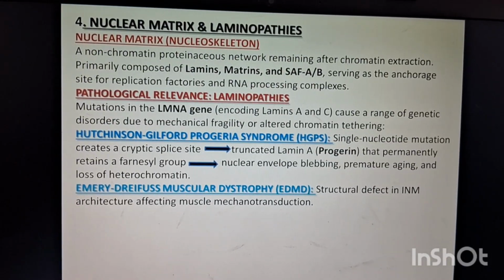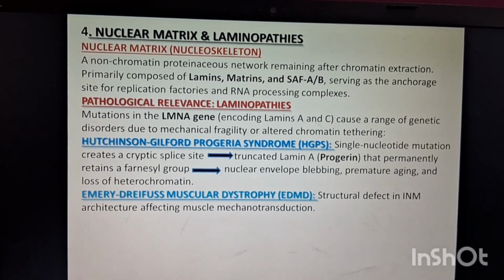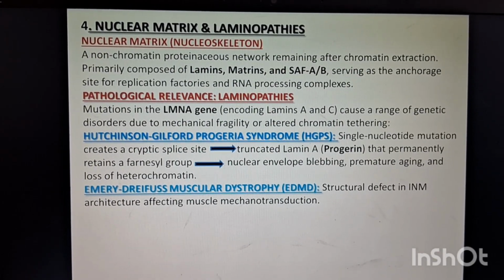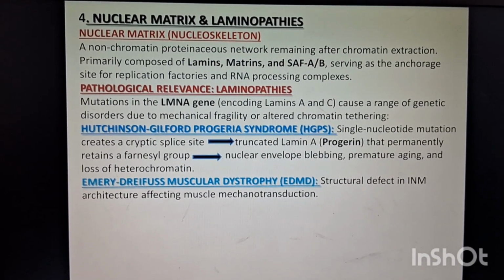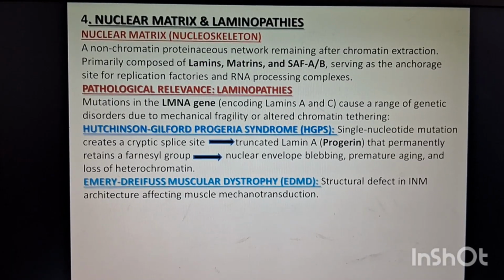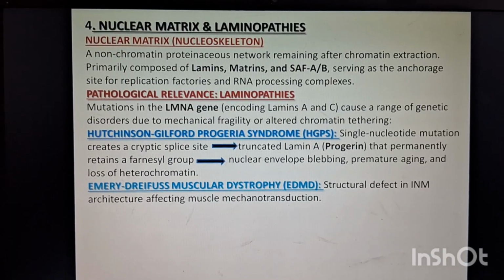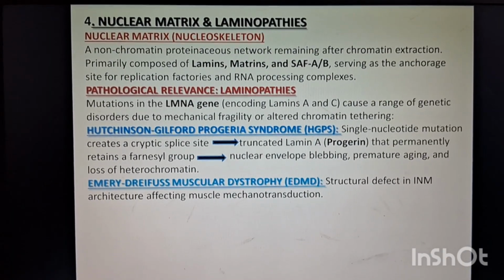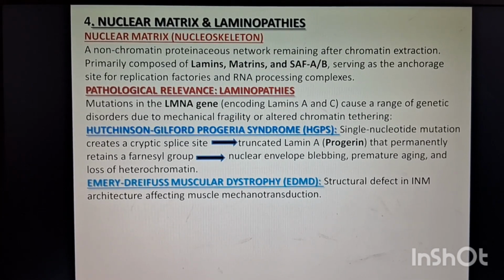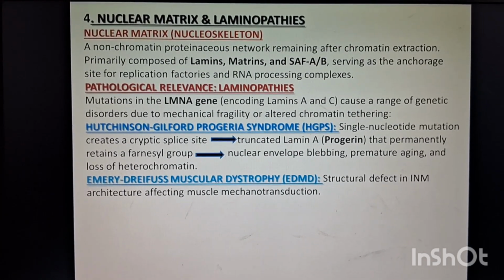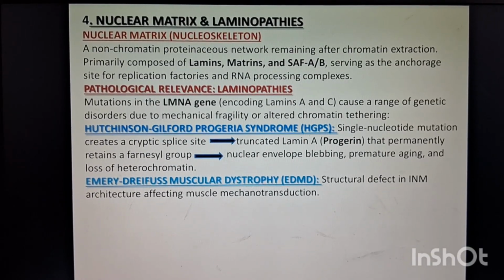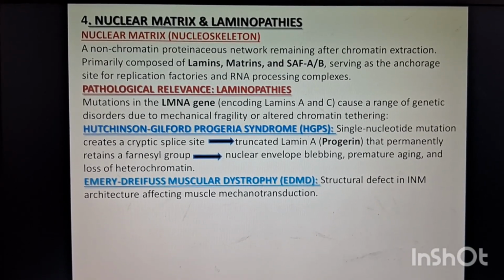Next, nuclear matrix and laminopathies. Nuclear matrix or nucleoskeleton: a non-chromatin proteinaceous network remaining after chromatin extraction, primarily composed of lamins, matrins and SAF-A or B, serving as the anchorage site of replication factories and RNA processing complexes. Pathological relevance or laminopathies: mutations in the LMNA gene, that is encoding lamin A and C, cause a range of genetic disorders due to mechanical fragility or altered chromosome tethering.